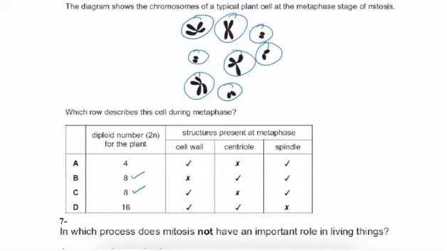And the structures present at metaphase: the cell wall will be present, the centriole will be absent. Why? Because plant cells do not contain centrioles. Other structures besides centrioles are responsible for the organization of microtubules for the formation of the spindle. So the spindle is there. The answer will be C. This is a point that students should note while answering such MCQs, that plant cells do not contain centrioles.